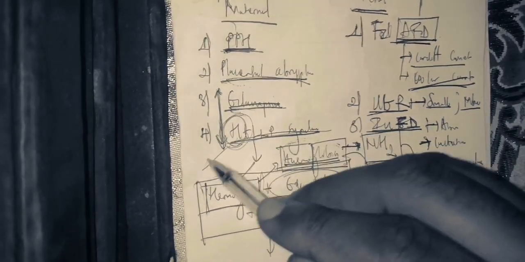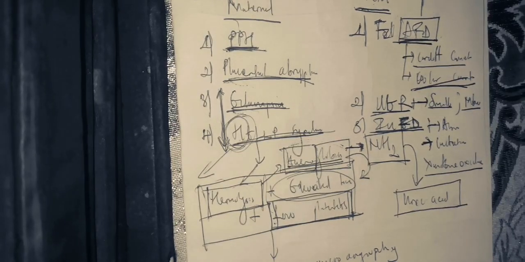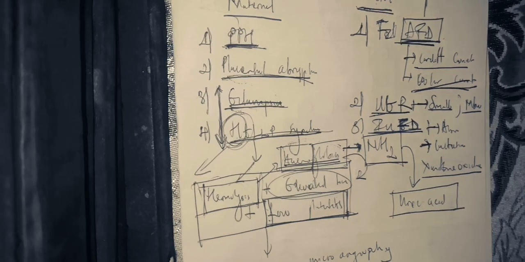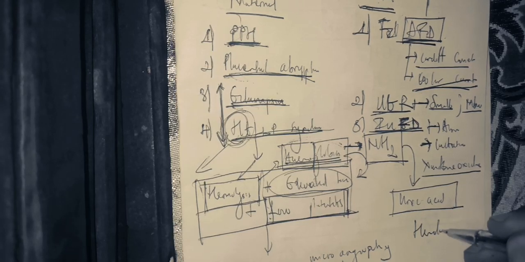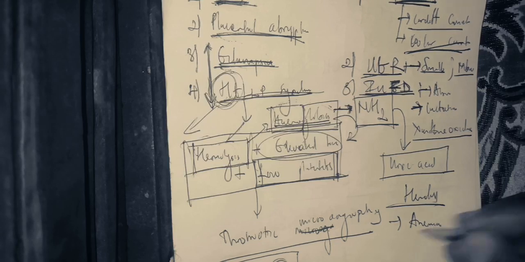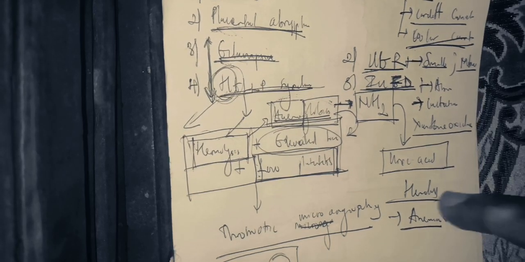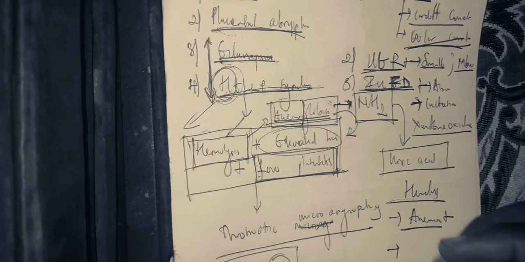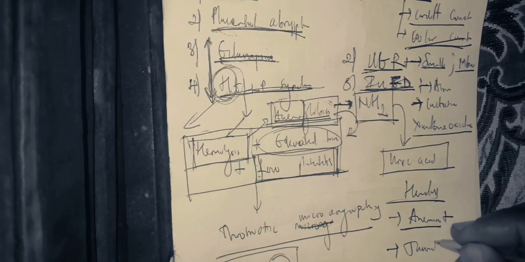For the HELLP syndrome, you need to evaluate for hemolysis first. What are the constituents of hemolysis? Is it clear? Hemolysis is made up of, one, anemia. So you can assess the full blood count to evaluate the hemoglobin level. The second element of hemolysis is jaundice.